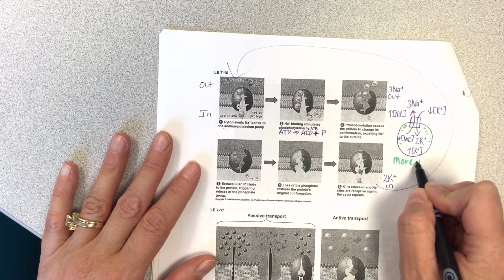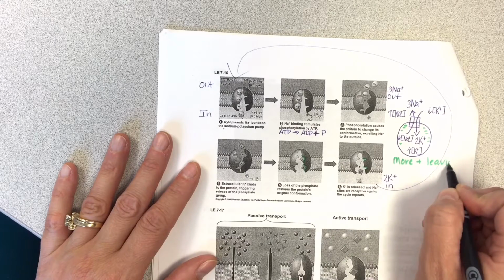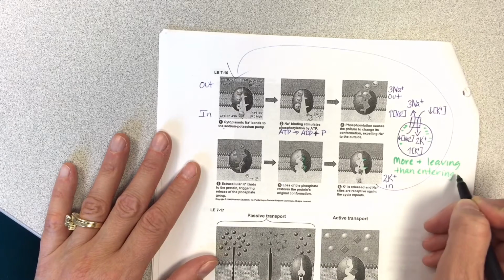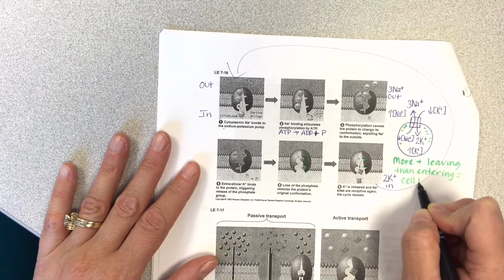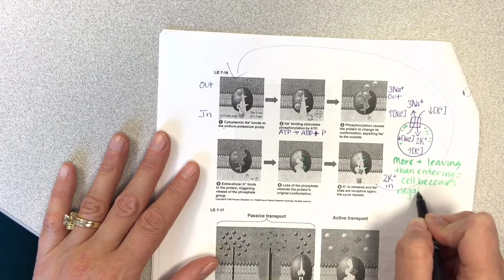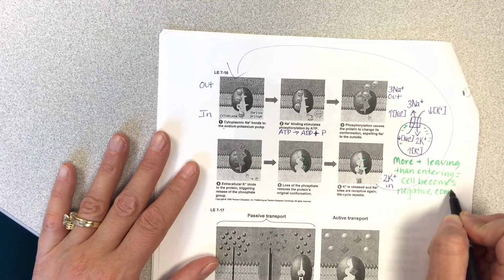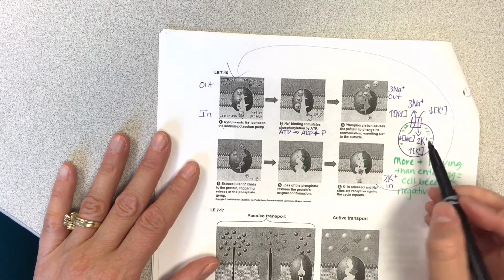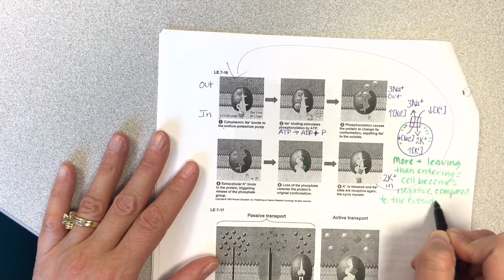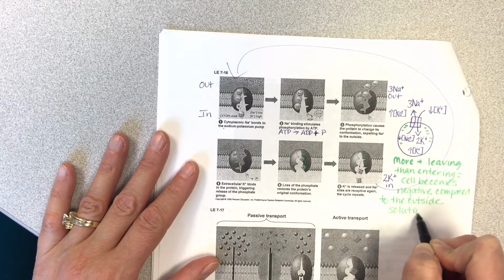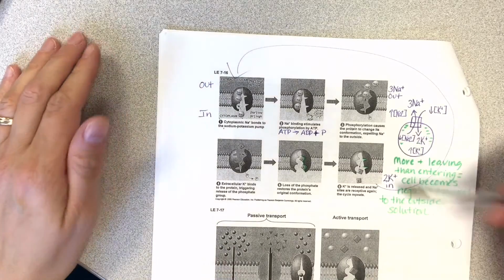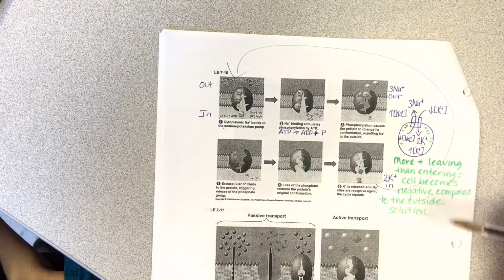So more positives leaving than entering equals the cell becomes negative compared to where? Compared to the outside solution. Okay? And so we're going to see that this becomes important in getting ions in or out of the cell.